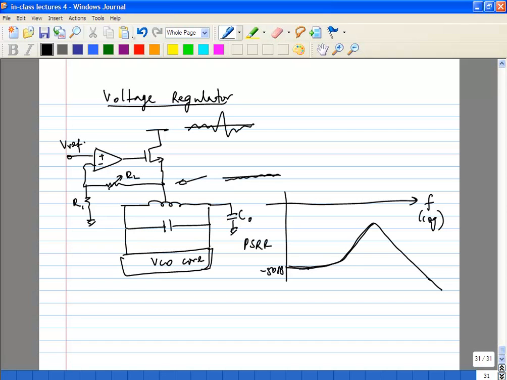Now if you use a PMOS transistor here, you will get better PSRR, but the bandwidth will also be lower. First of all, you have to worry about compensating the loop. This is actually a source follower, whereas the other one would be a common source. So you get much better gain out of that, so you'll get better PSRR, but you'll have to start worrying about compensation.